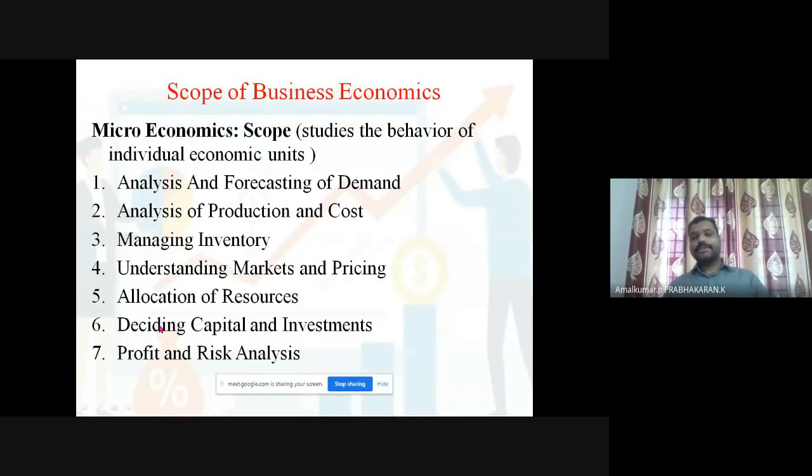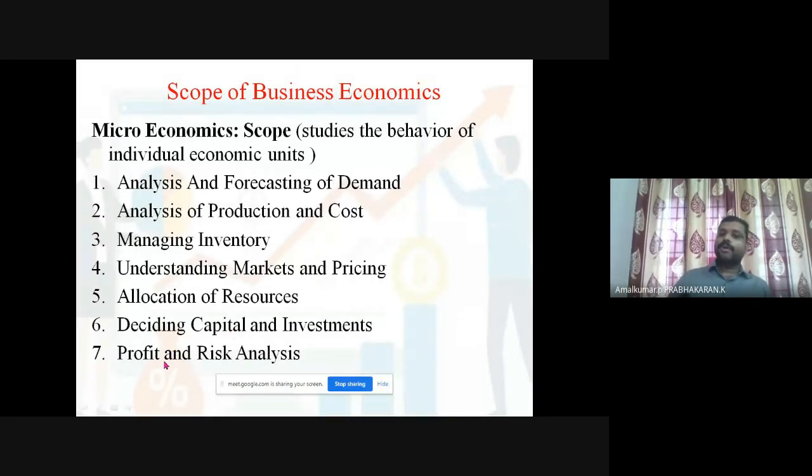Then the sixth one is deciding the capital and the investment. We want to decide the capital requirement and we want to know the investment, how much investment is required for starting a particular company. So this is also focused on a particular company. So this is also a microeconomic scope.